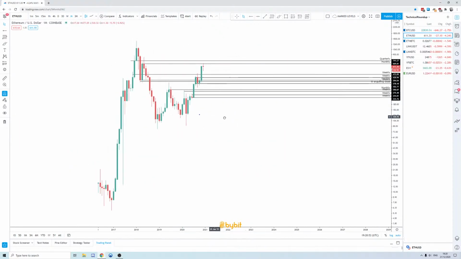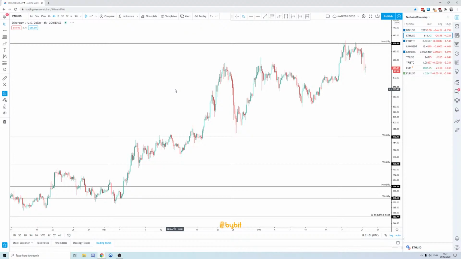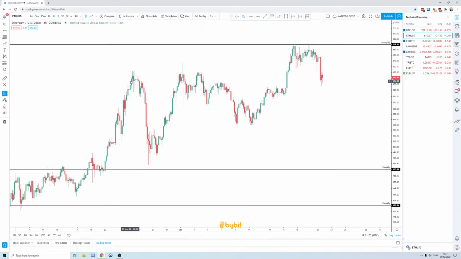ETH. So I think in terms of timeframes, ETH monthly is helpful to me, and ETH daily is helpful to me. The others are less so, although we can talk about them.